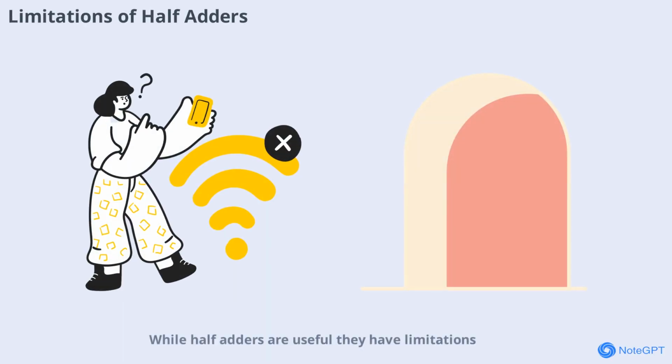While half adders are useful, they have limitations. The main drawback is that they can't handle carry-in values from previous additions. This means they're only suitable for adding the least significant bits in a multi-bit addition. For more complex arithmetic, we need a circuit that can manage both the current addition and any carry from earlier stages. That's where the full adder comes in, addressing the shortcomings of the half adder.